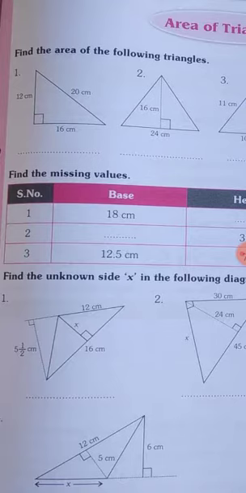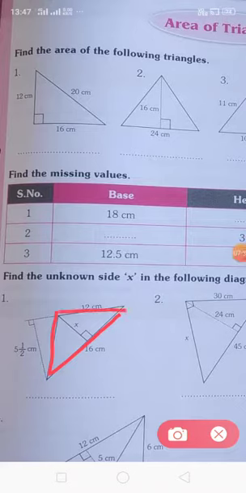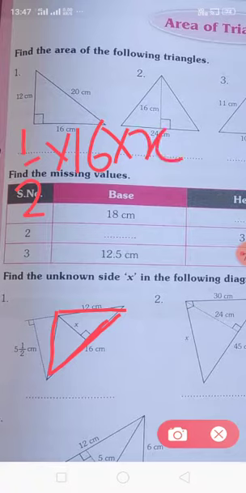X. So you know the area of a triangle formula is 1 by 2 base into height. So if you want to find the area of this triangle, it is 1 by 2 into base, which we suppose here is 16. On this base, your height is x. But here this line is also given as 12.